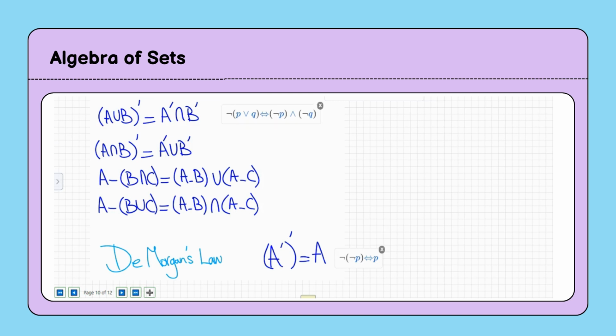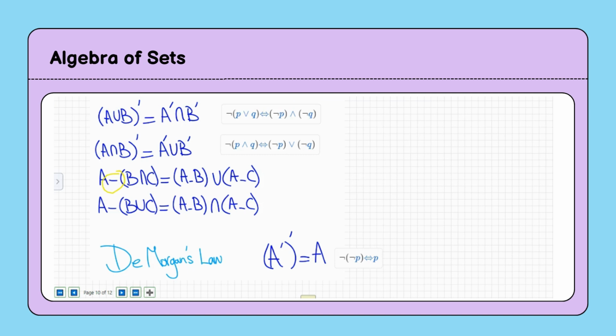Next, we have the De Morgan law, which you can see here. So not (P or Q) is the equivalent of not P and not Q. The same goes with complement. It affects A, it affects B, and it also affects what's in between.